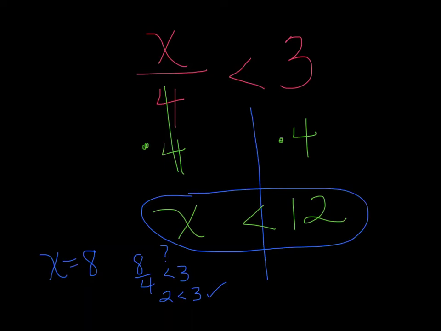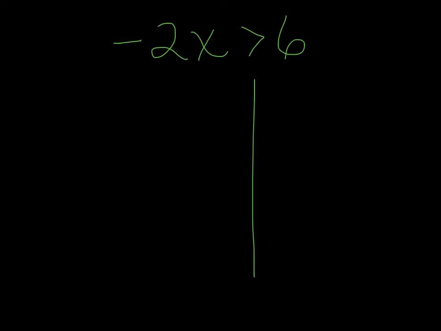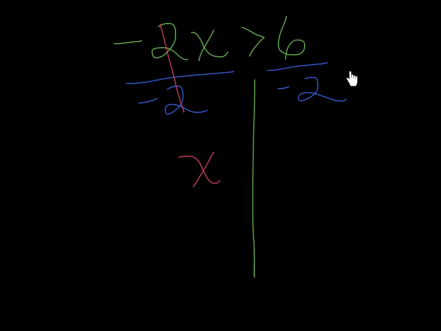I will do one more, and there is a glitch in inequalities. It is when you actually have a negative number that is being multiplied to x, or a negative number that is dividing x. When you solve this, again, x is being multiplied by negative 2, and so you have to divide by a negative 2. When you do this, the negative 2's cancel out, and x is 6 divided by negative 2, which is actually a negative 3.